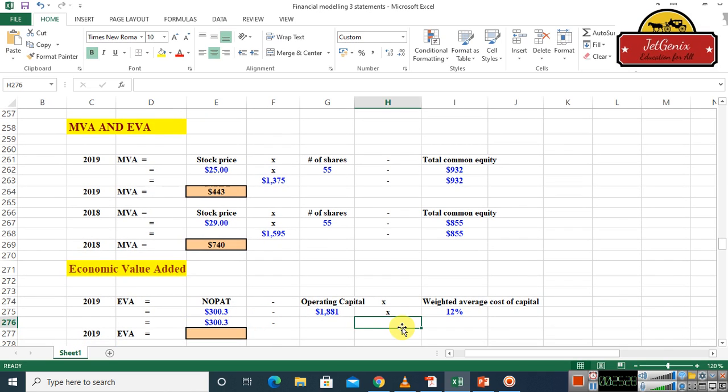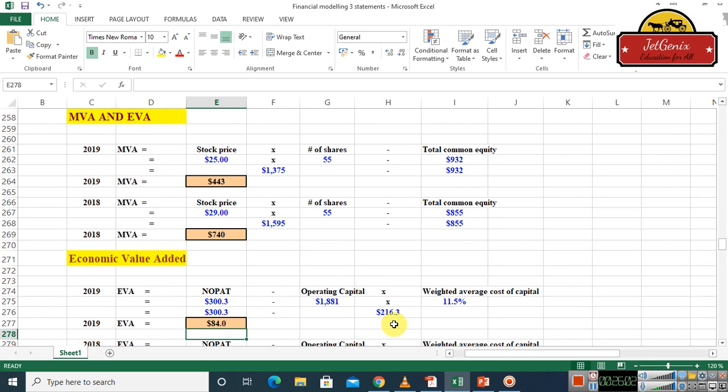And here I am going to multiply these two figures, and this is not the 12 but the weighted 11.5. Now I made it 11.5, press enter, this one multiplied by this one. Now you see we found this value, and here I am going to find the EVA for 2019 by subtracting this amount from this one. So equal this one minus this one, and press enter. So the EVA for 2019 is $84 million.